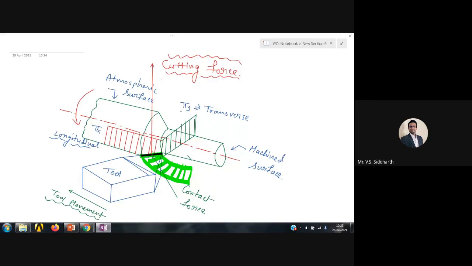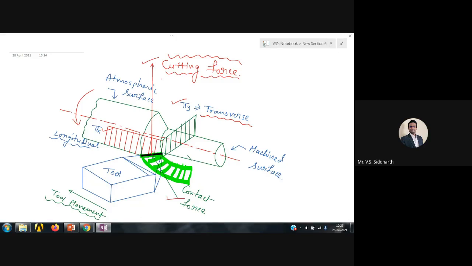So you tell me one thing, this is our cutting force and this is our contact force. There are two forces. And this is my longitudinal plane and this is my transverse plane. Do you see that any of the forces are acting in any of the planes? Whether this cutting force or this contact force is acting in any of the planes?